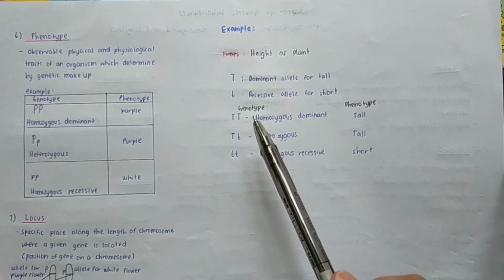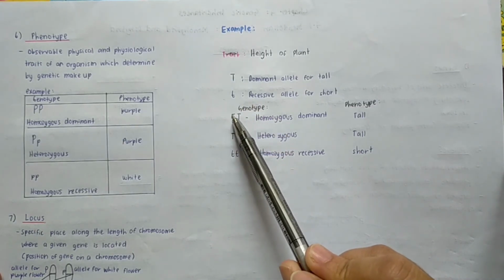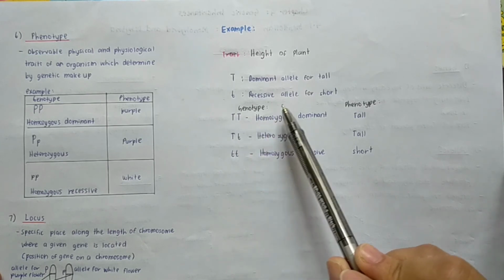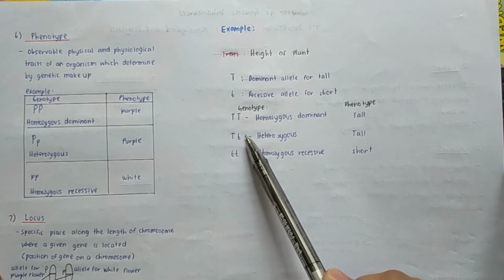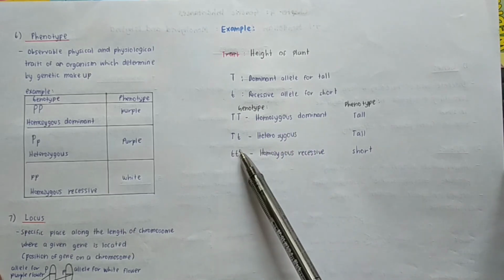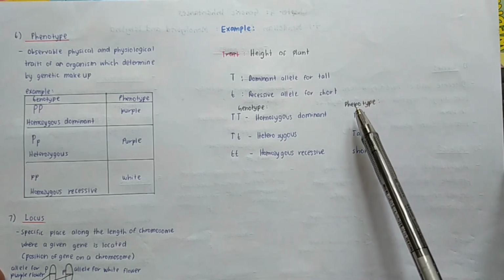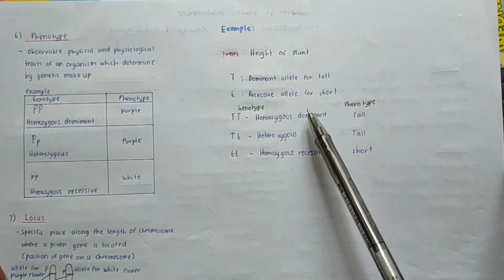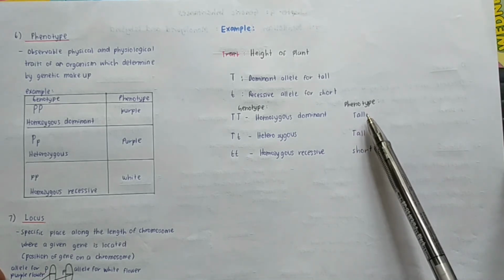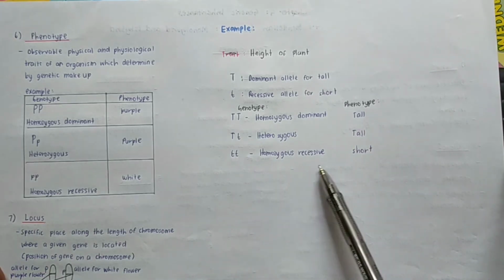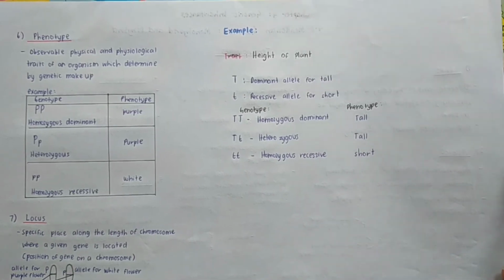Okay, and then what is the genotype? So genotype, let's say kalau dia ada T besar T besar, genotype dia akan jadi homozygous dominant. T besar T kecil, it is heterozygous. T kecil T kecil, it will be homozygous recessive. And then based on the phenotype, for homozygous dominant and heterozygous, it will show the dominant phenotype which is tall, while homozygous recessive will show the recessive phenotype which is short.